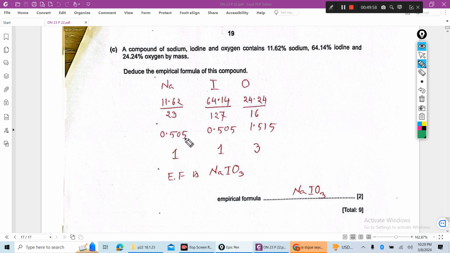How? 0.505 divided by 0.505, you will get 1. This also 1. This 3. 1.515 divided by 0.505, you get 3. I mean sodium 1 atom, iodine 1 atom, oxygen 3 atoms. So this empirical formula will be NaIO3, sodium iodate.